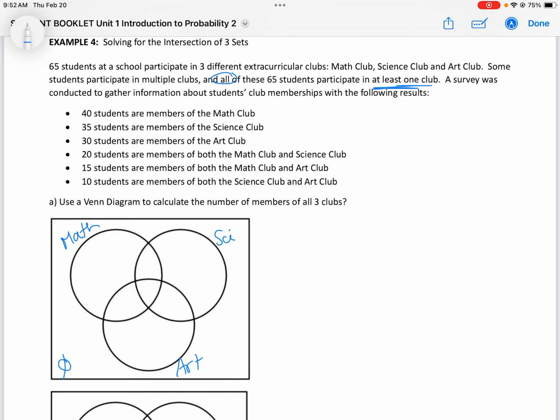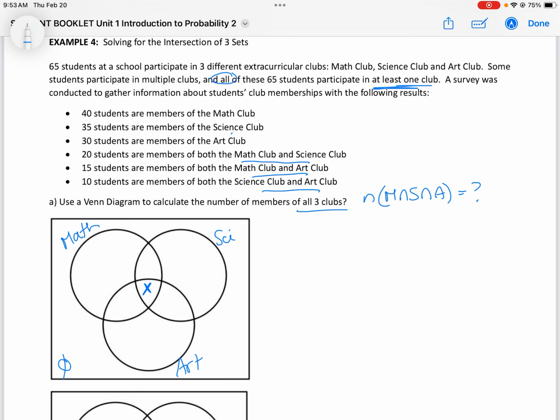A survey was conducted to gather information about the students' club memberships with the following results. So we have 40 in math, 35 science, 30 art. 20 in math and science, 15 math and art, 10 science and art. So we need to figure out this middle number. We need to figure out the number of students in all 3 clubs. So that's the number in math and science and art. That's our goal. So let's work from the inside out.